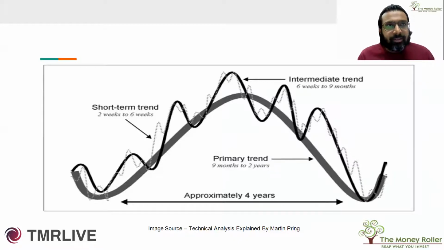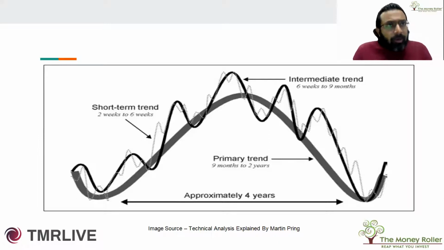Here you can see that as a general rule, the longer the time span of a trend, the easier the trend is to identify, which we saw in the chart. Here you can see that the business cycle is 4 years. You can also see the intermediate trend denoted by this black line, which interrupts the primary trend. And then there are shorter trends which interrupt the intermediate trends, which are represented by this dotted line. So this is typically how the market moves.